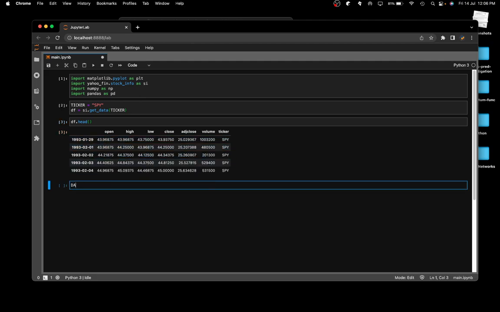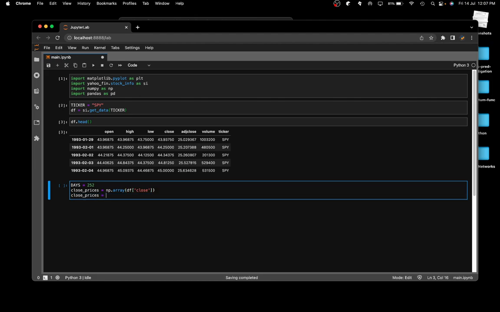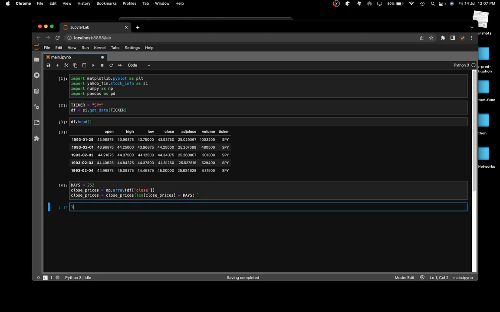So I just want data worth 252 days, and actually I only want the close prices, so we can say close prices is equal to df close. Actually I don't want to convert it to a list, I just want it in numpy format. So np.array of close prices, and then close prices is equal to close prices from len of close prices minus days, colon. That's pretty much all we have to do. Now if I get the len of close prices, you will see that it is 252.